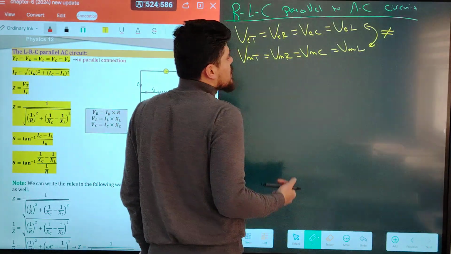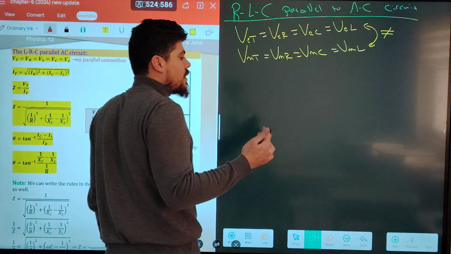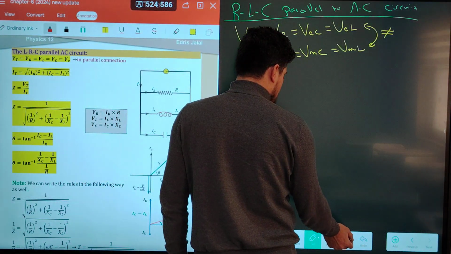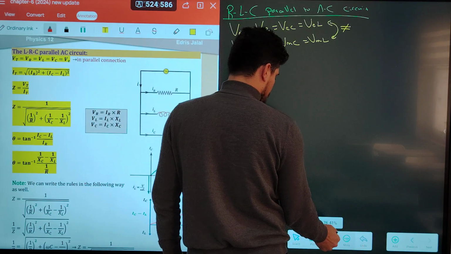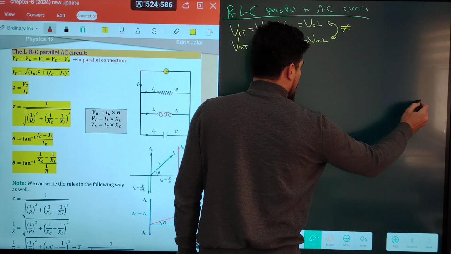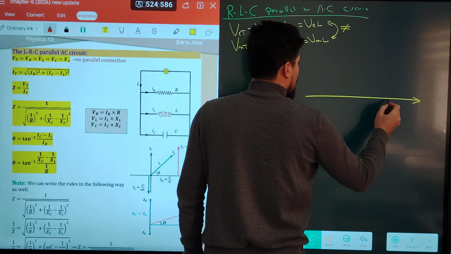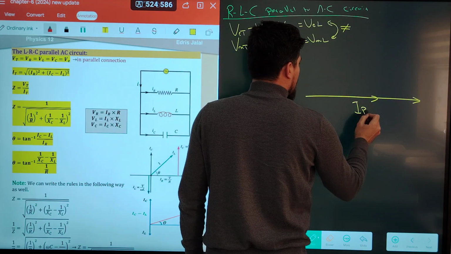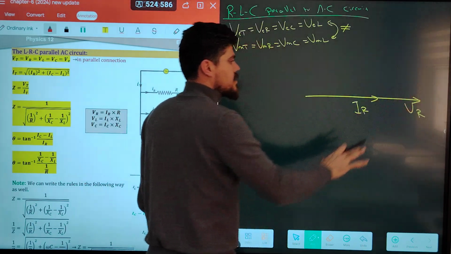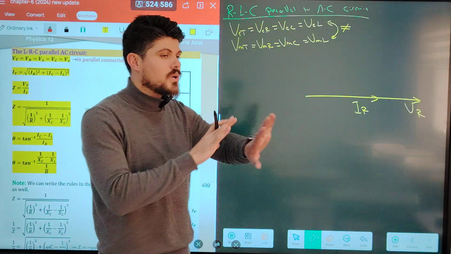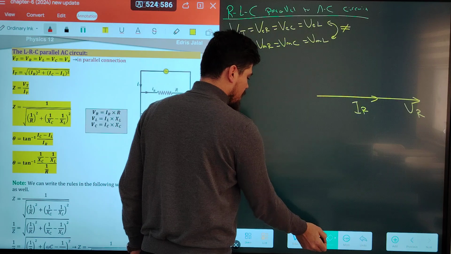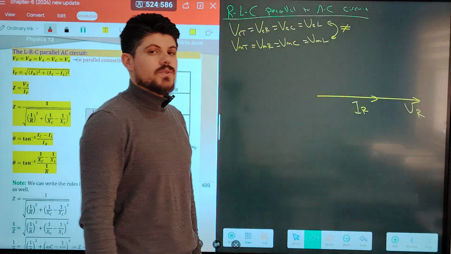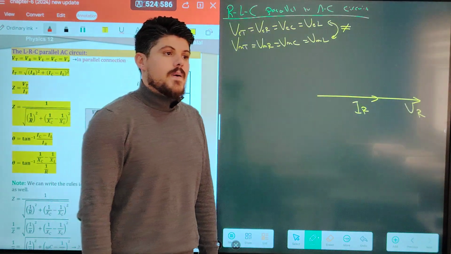So how about the current? But the current is not. We have to find the current, okay? So the phasor diagram for the current, it will be like this. Guys, be careful. In pure resistance, you know that IR, VR in phase. In pure resistance, we don't have phase difference. Phase difference is 0. Okay? There is no lead and lag between potential difference and the current in pure resistance.